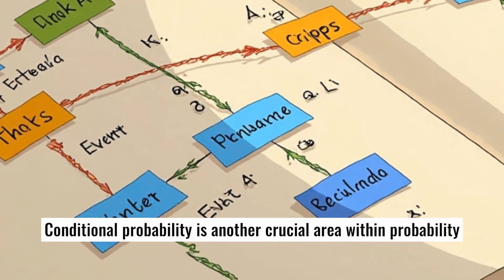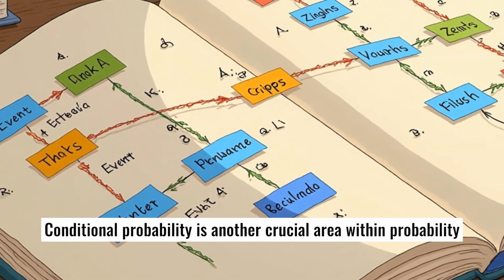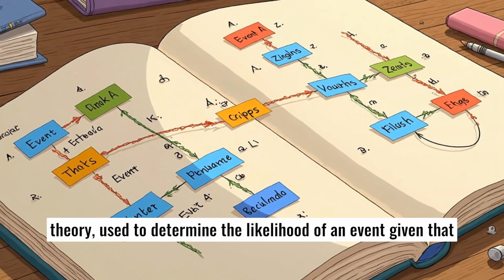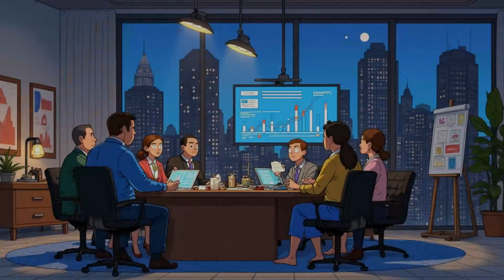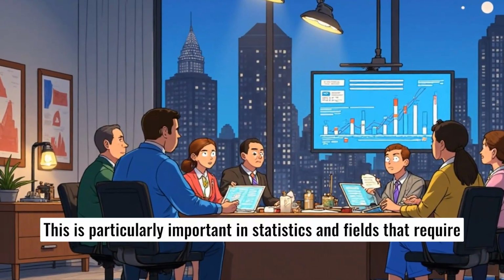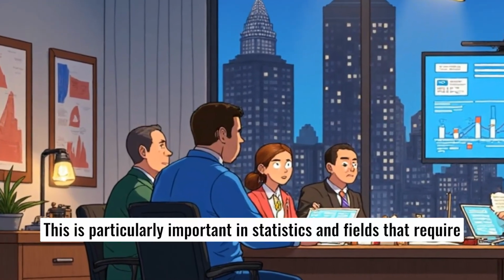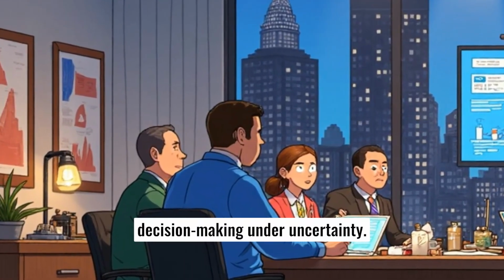Conditional probability is another crucial area within probability theory, used to determine the likelihood of an event given that another event has occurred. This is particularly important in statistics and fields that require decision-making under uncertainty.